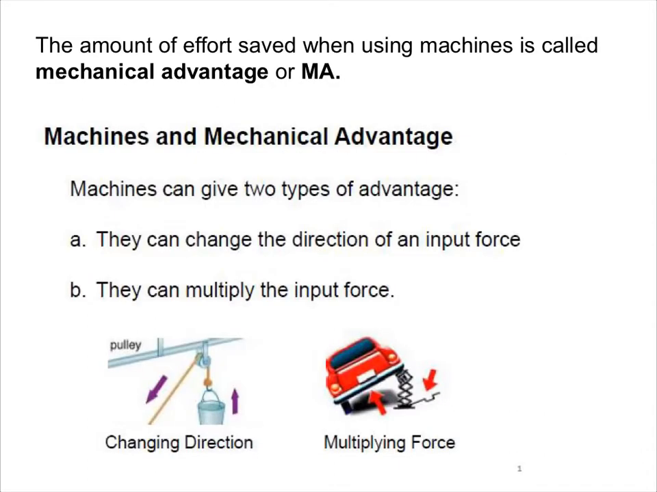One important measure of the amount of help that a machine provides is called mechanical advantage, or MA. The mechanical advantage of a machine tells us how much the machine multiplies our effort force when it is doing work. Machines can have two types of advantage. The first way is that they can change the direction of an input force. The second way is they can multiply the input force.